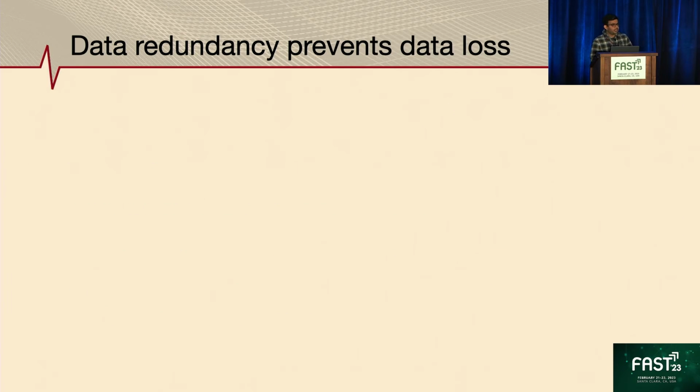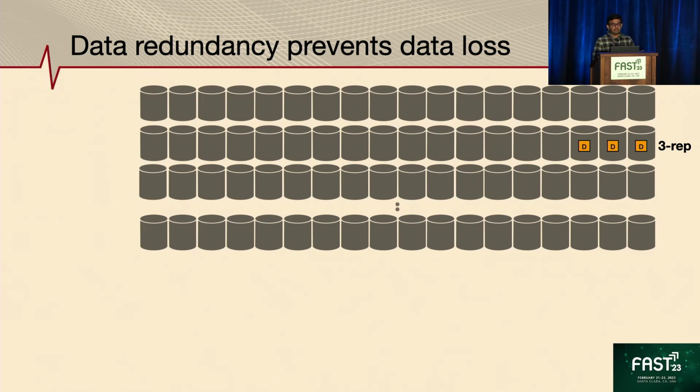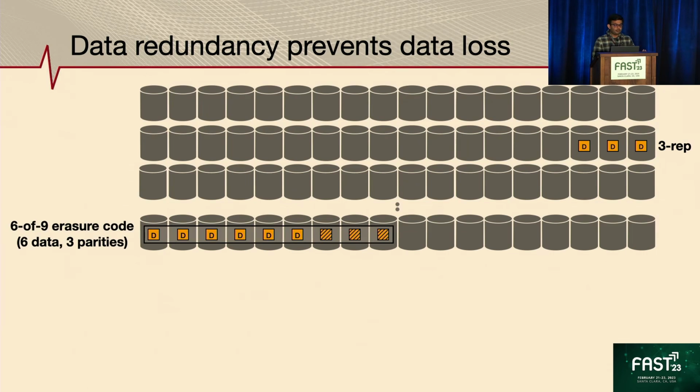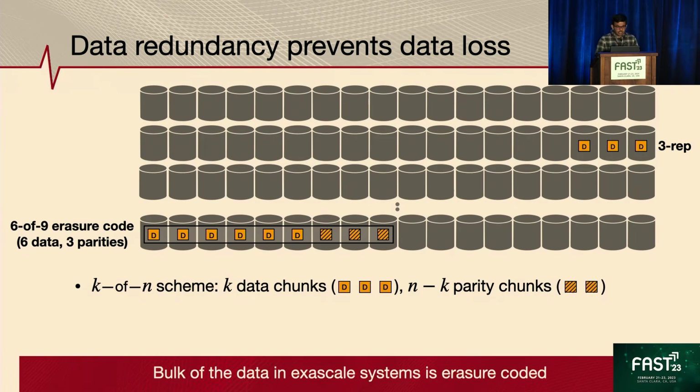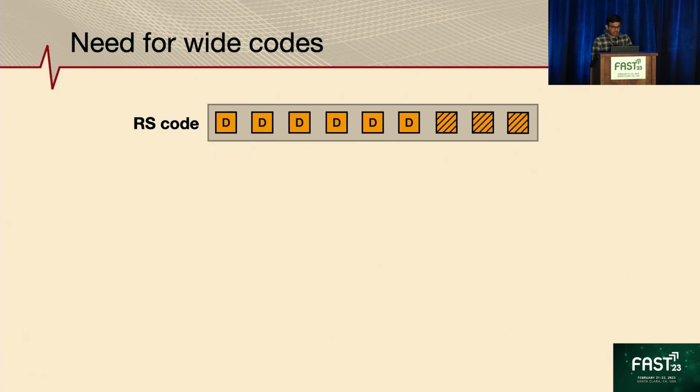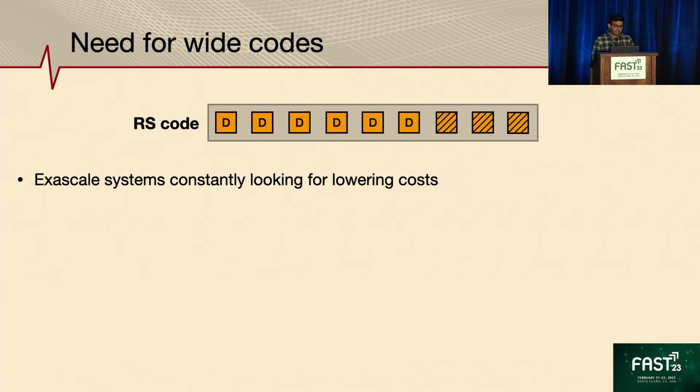Now, the most common way to protect against disk failures and not have data loss is to have data redundancy. It can be either in the form of replication or in the form of erasure coding. Here I've shown a 6 of 9 erasure code, which has 9 chunks in one stripe, 6 data chunks and 3 parity chunks, all striped on different disks. The bulk of the data today in large scale storage clusters is erasure coded. The most commonly used erasure codes are Reed-Solomon codes, also known as MDS codes.